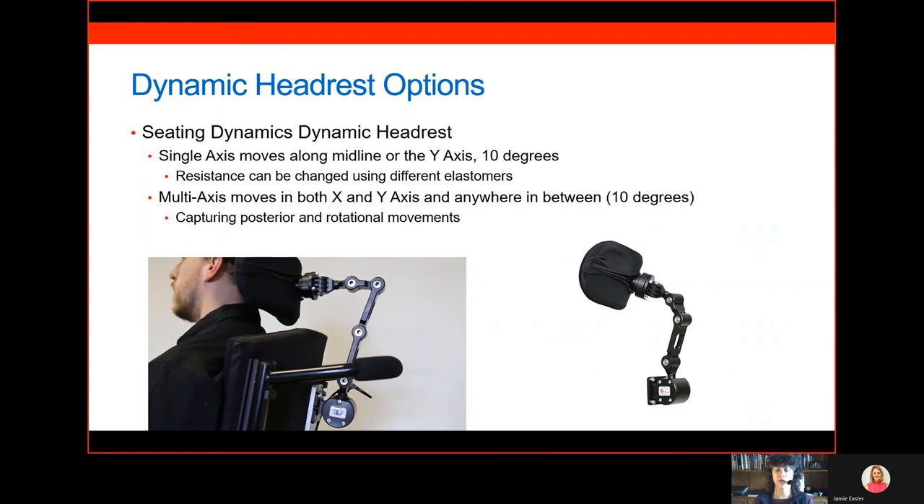Now, I have found that clients that I work with who are using the single axis version of this, if they rotate their head while pushing backwards into extension, will still activate this dynamic component. So the movement, the force is still accommodated.